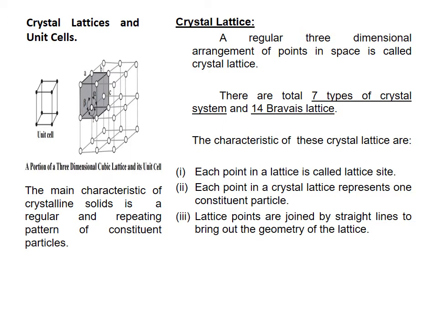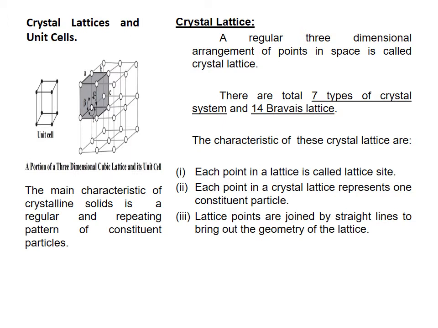The first one: each point in a lattice is called a lattice site. Second, each point in a crystal lattice represents one constituent particle. Together, these 2 points explain that, as seen in the figure, the points which are indicated on the corners or maybe on the face or maybe in the body center are considered to be the lattice sites where the atoms are represented.